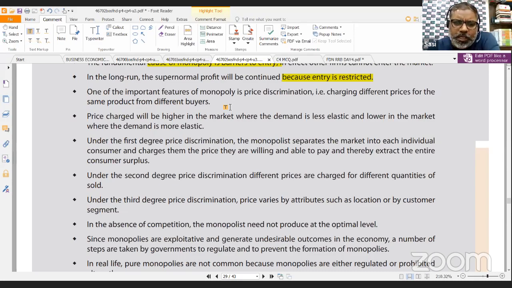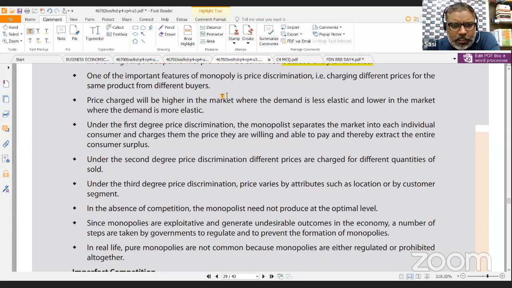In general, a monopoly can have supernormal profits and also losses in the short run, and in the long run, a monopoly generally gets supernormal profits only. Whereas in case of competitive firms, in the short run, they can have normal profits, supernormal profits, or losses. But in the long run, they will only earn normal profits. They cannot earn supernormal profits. That is the difference between a perfectly competitive market and a monopoly market.